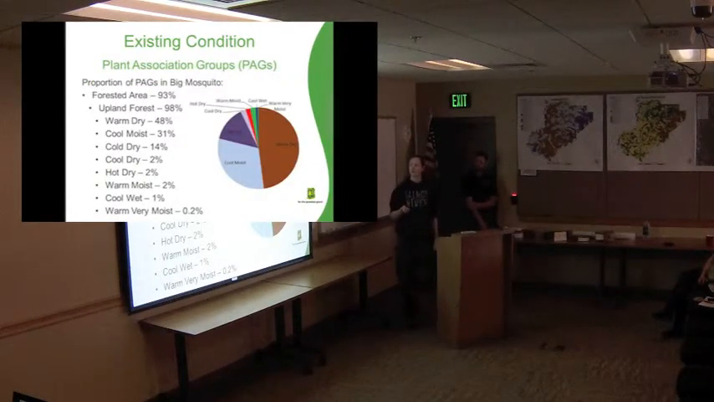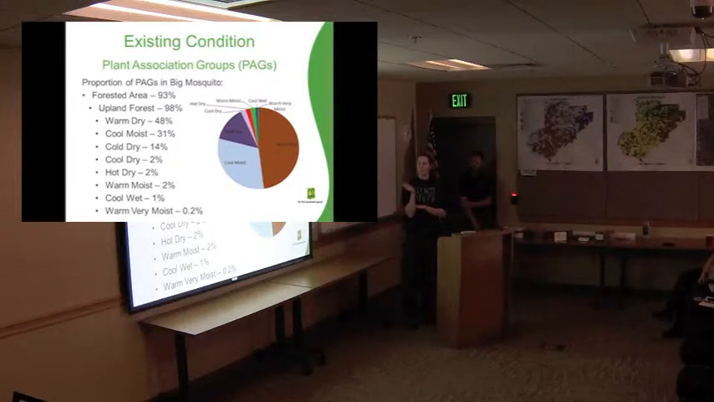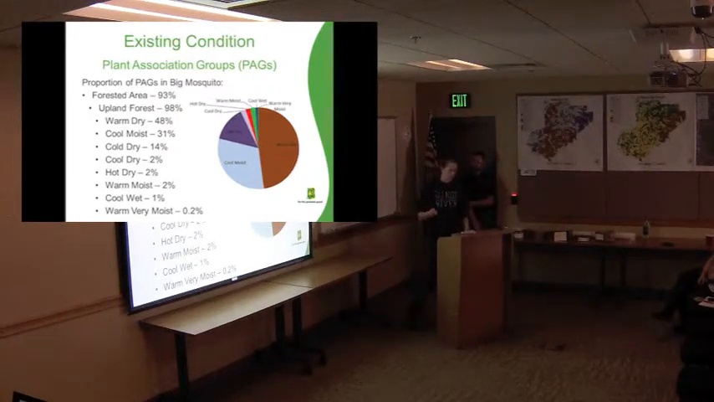So in Big Mosquito, 93% of the Big Mosquito Project area is forested. Of that 93%, 98% of that is upland forest, and so that's the vegetation that I'll be characterizing. Out of that, 48% is warm dry, 31% is cool moist, and that's what I've been talking about as far as defining what cool moist is. 14% is cold dry, and those are lodgepole pine areas. And then there's minor amounts of cool dry, hot dry, cool wet, warm moist in the project area.